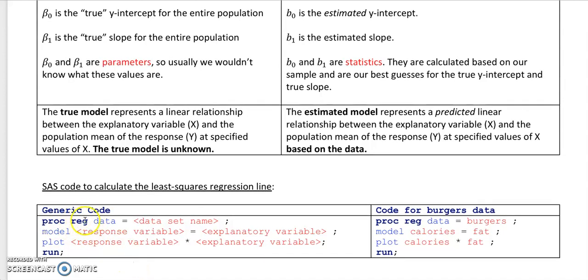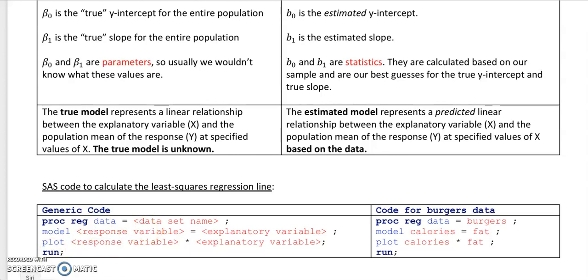We're going to use a procedure called PROC REG, the reg procedure, short for regression. Just like any other procedure, we'll put data equals the dataset name. We're going to have a line that says model. You may remember this from when we did ANOVA. We will have our response variable, an equals sign, and then our explanatory variable. And then if you want, you can have a line that says plot and response variable times explanatory variable. This will give us a graph of our data as well with our line on it, and then run.